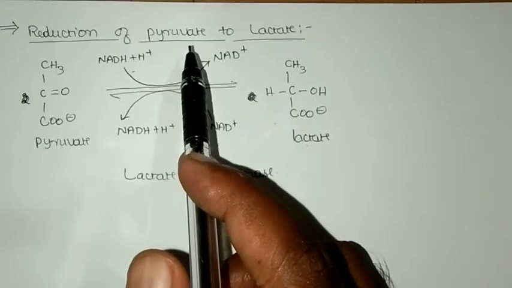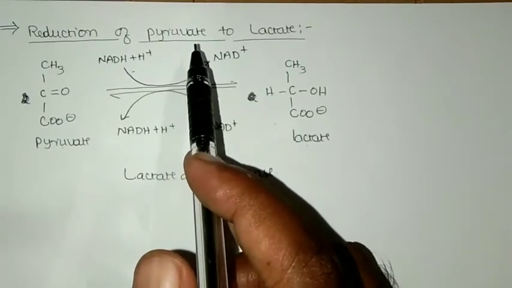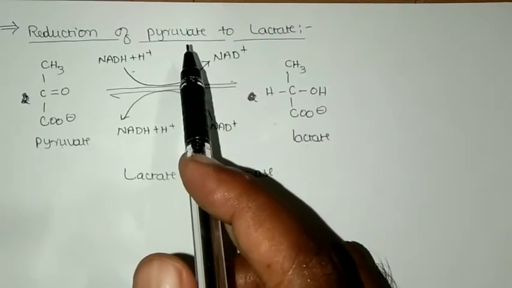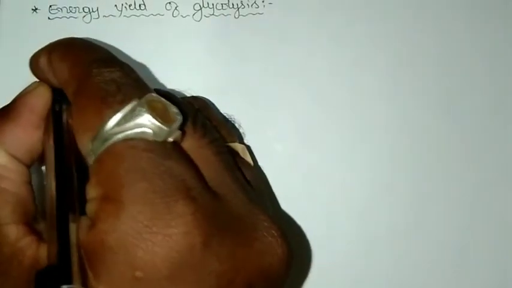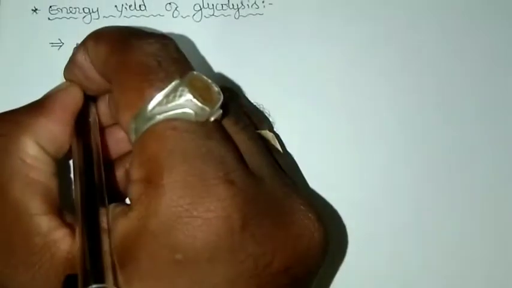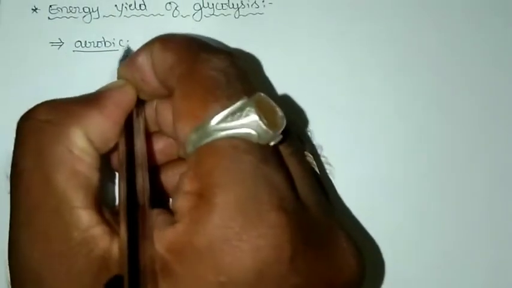So now we shall calculate the total amount of ATP produced in both aerobic as well as anaerobic glycolysis. Firstly, we shall calculate the energy yield of glycolysis in aerobic condition. In case of aerobic condition, the glycolytic pathway will stop at formation of pyruvate.